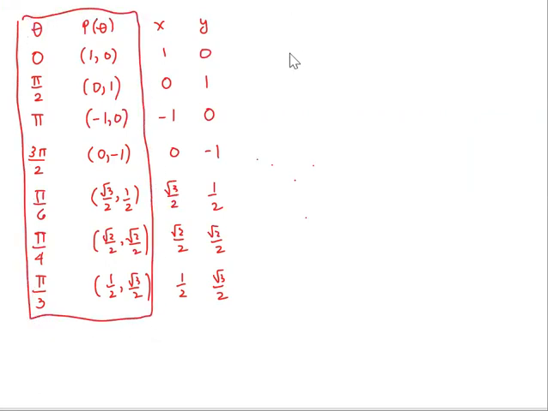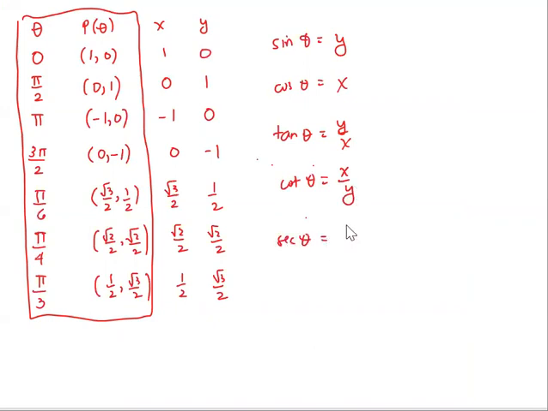And then, as well as the formulas: sine of theta is the y coordinate of the terminal point. The cosine of theta is the x coordinate. Tangent of theta is y over x. Cotangent of theta is x over y. Secant of theta is 1 over x. And cosecant of theta is 1 over y.